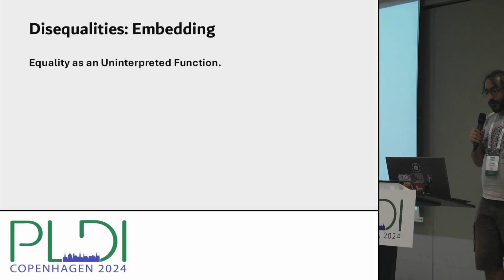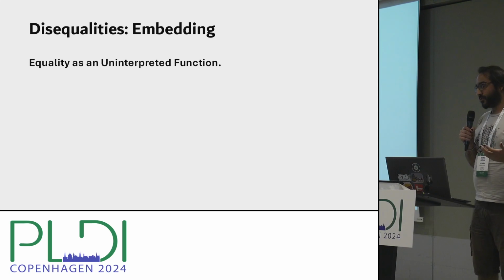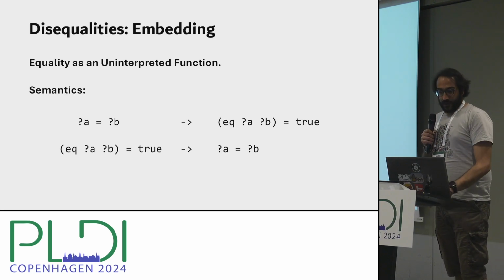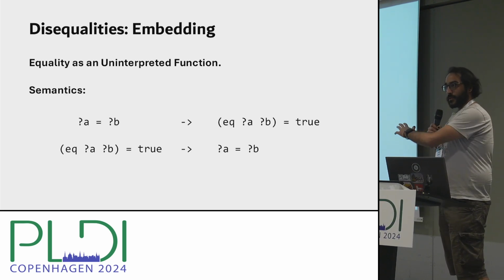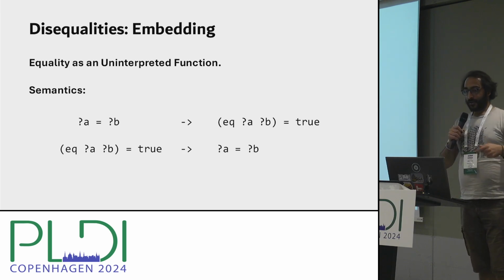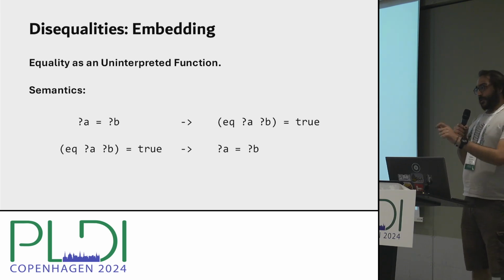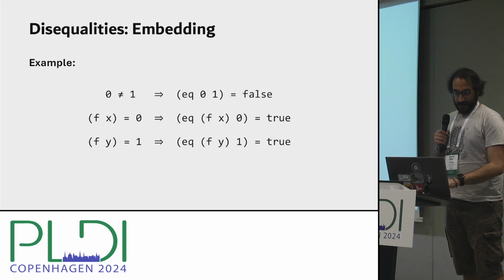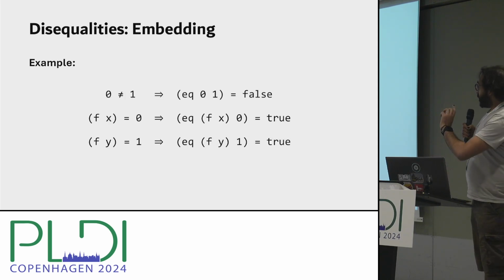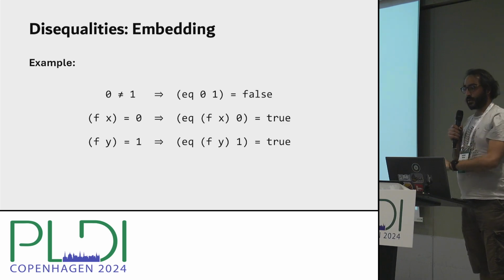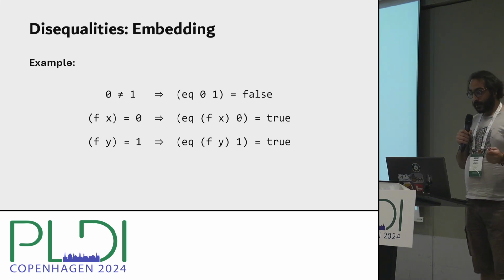So our approach, at the beginning, was to treat equality as kind of an uninterpreted function. Just embed equality within your language and then talk about it. And then we gave it some semantics, which essentially means there are some rewrite rules which we apply. When two classes are equal, we rewrite that into equality of A B equals true. And when equality of A B equals true, we rewrite it as class equality. Simple example: we take some equalities and inequalities on the left, and then we rewrite them into purely equalities on the right, which is something that E-graphs can do.